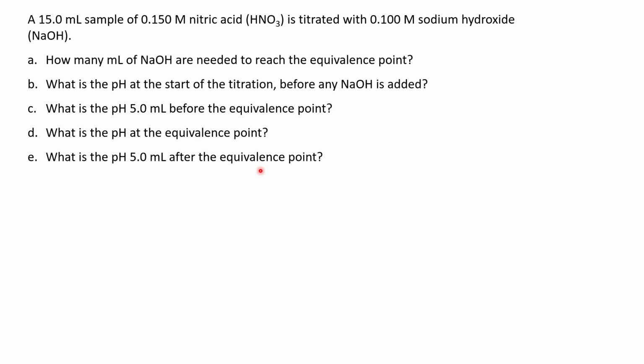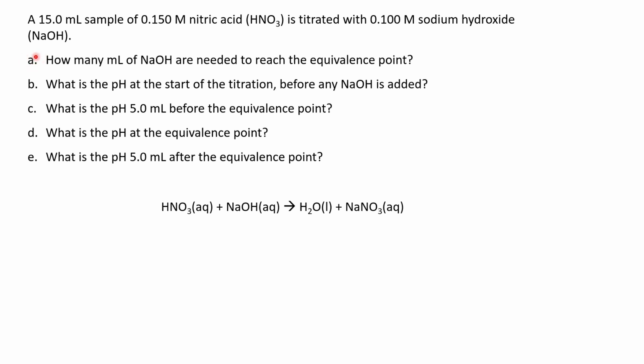Before we start any actual calculations, I want to get a balanced chemical equation. So nitric acid plus sodium hydroxide is going to form water and sodium nitrate. This is following the general rule of an acid reacted with a base gives you water and salt. Another way to think about this is also a double replacement reaction. Either way, it is important always to start with a balanced chemical equation.